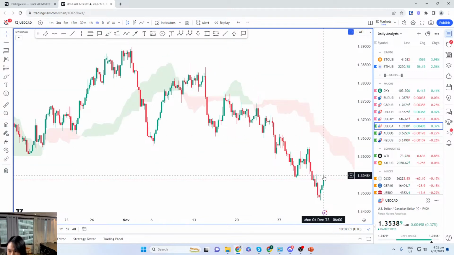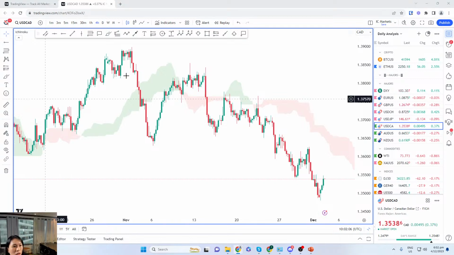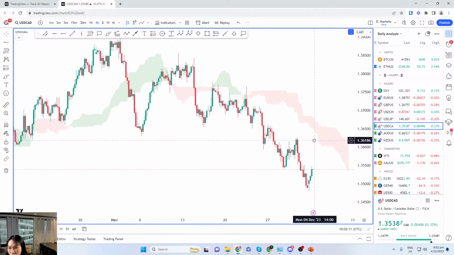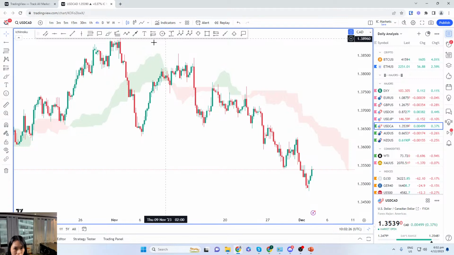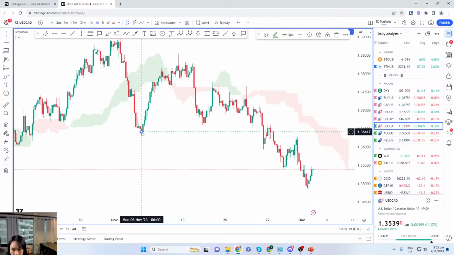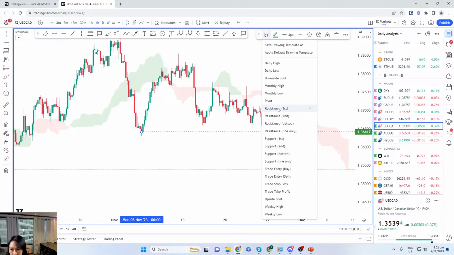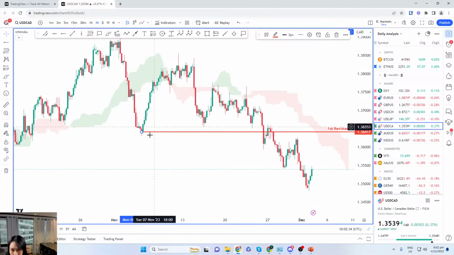Let's look at dollar CAD. Once again, dollar CAD is also below the Ichimoku cloud. You can see the price going down in a downward trend. Seems a pretty good resistance level here. This will be my first resistance level because of the swing low.